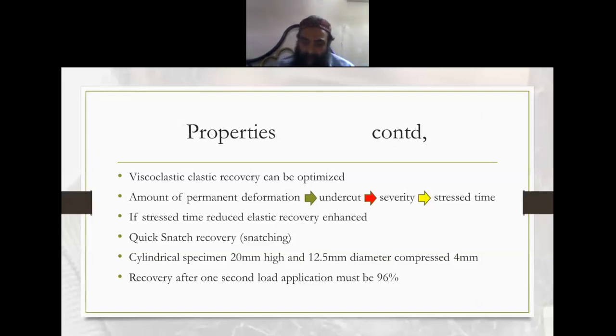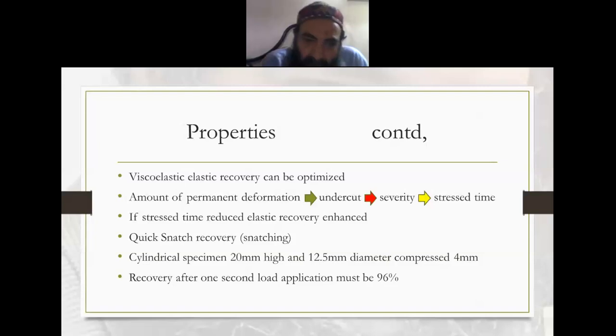Permanent deformation occurs when we go through an undercut. If the time taken for removal of the material from that undercut is long and the undercut is severe, there will be more permanent deformation. And if it takes less time, with a less severe undercut, there will be less deformation.